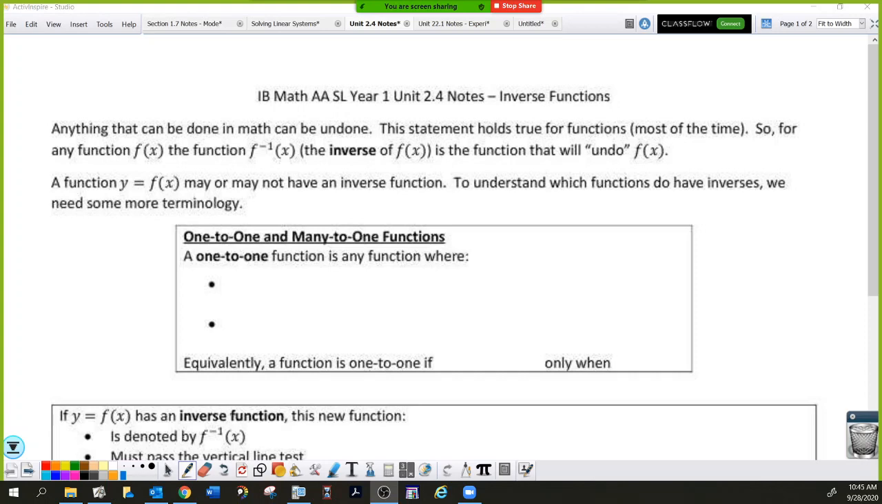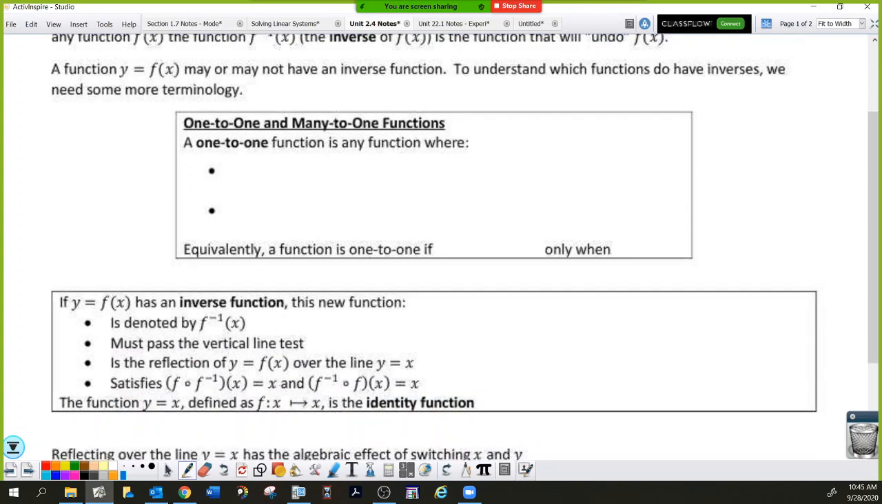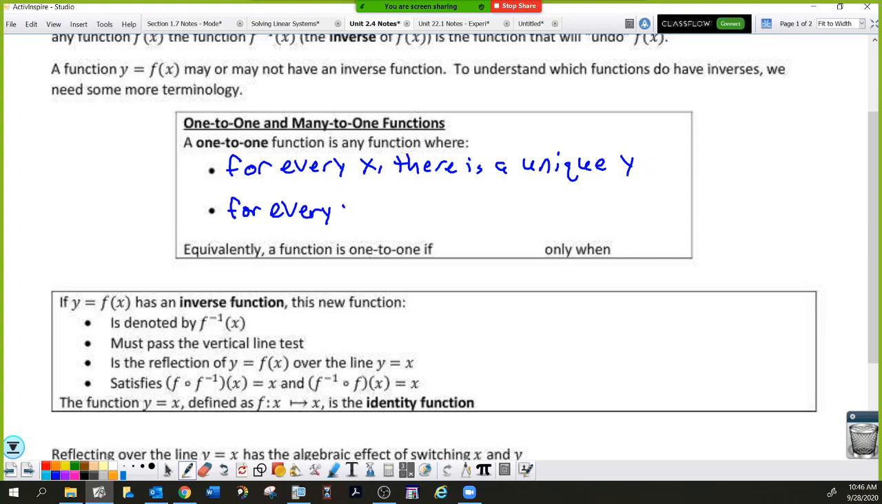A one-to-one function is a function where for every x, there is a unique y. Unique meaning that y value will never get reused. And for every y, there is a unique x.